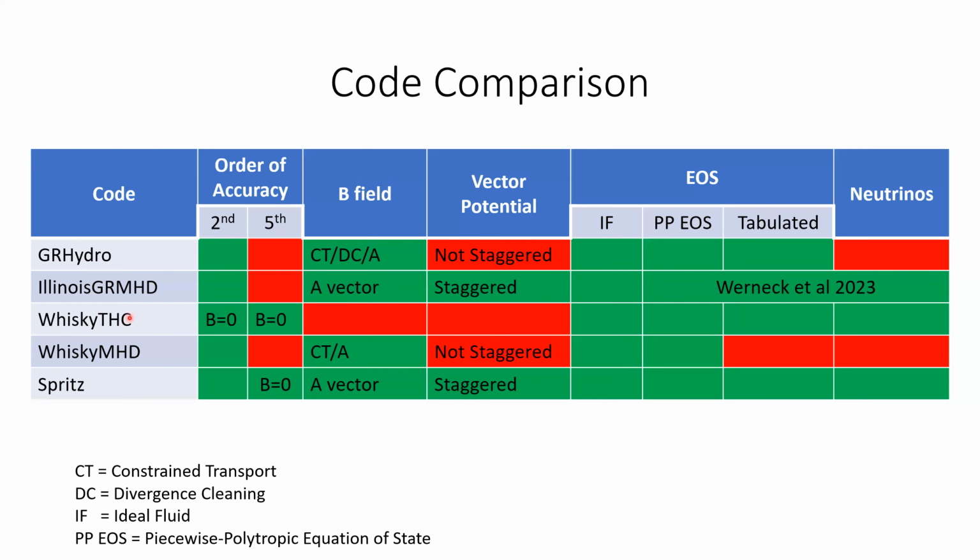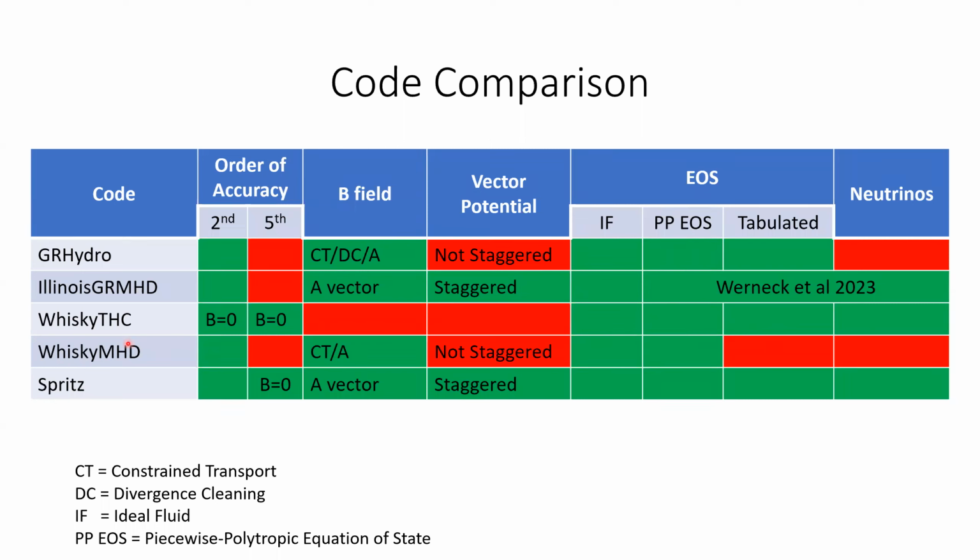Then there is WhiskyTHC. It's not part of the Einstein Toolkit, but it's publicly available and it uses the Einstein Toolkit. This code is quite advanced from the point of view of the numerical methods. It can include tabulated equation of state, it includes neutrinos, but doesn't have any support for magnetic field.